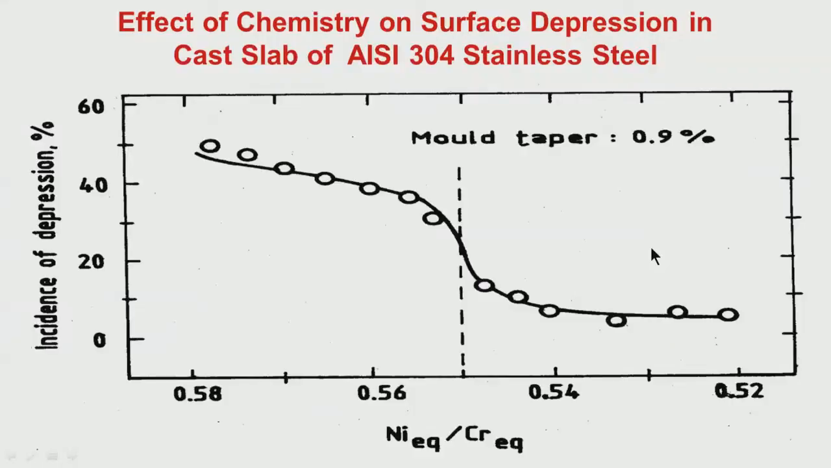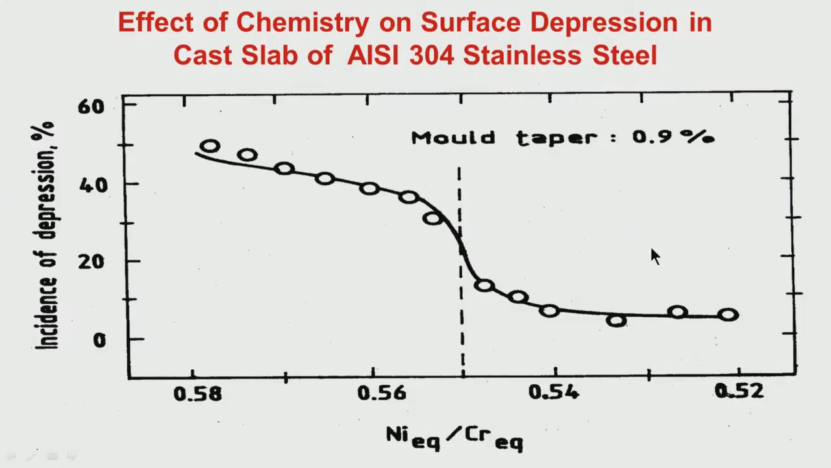So I have told you what nickel equivalent is. Nickel equivalent is nickel plus all austenitic stabilizing elements like carbon, nitrogen, copper, manganese. These are the elements which are austenite stabilizers. What is chromium equivalent?